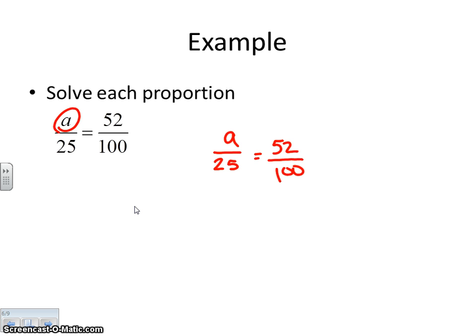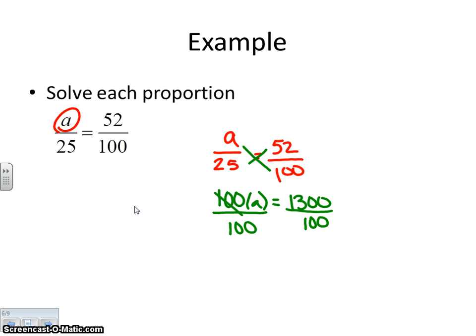And what I want to do is make this a proportion. I want to make these equal ratios. So what I'm going to do is what's called the cross product. I'm going to cross multiply here, and I have 100 times A equals 25 times 52, which is 1300. Now, then you're going to divide by 100.